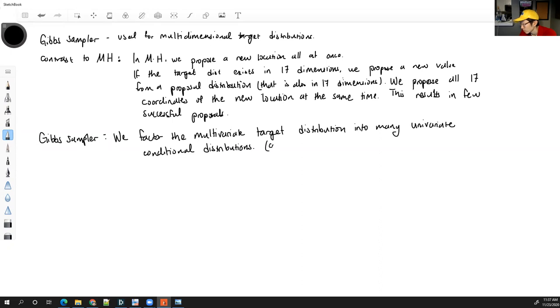Okay, so this can be difficult analytically. But that can be done. And then once you have it factored, we draw coordinates for the next location one at a time.